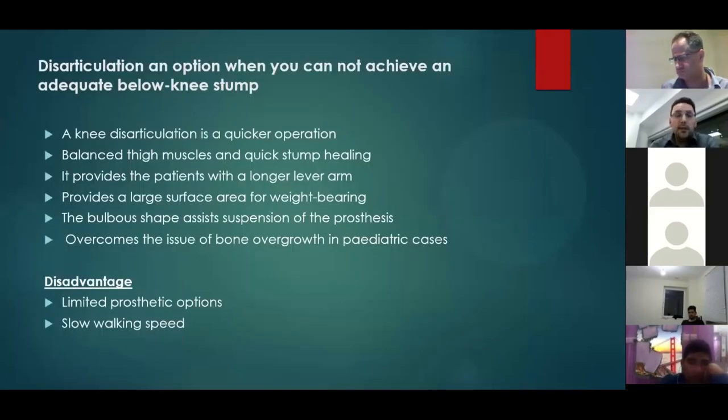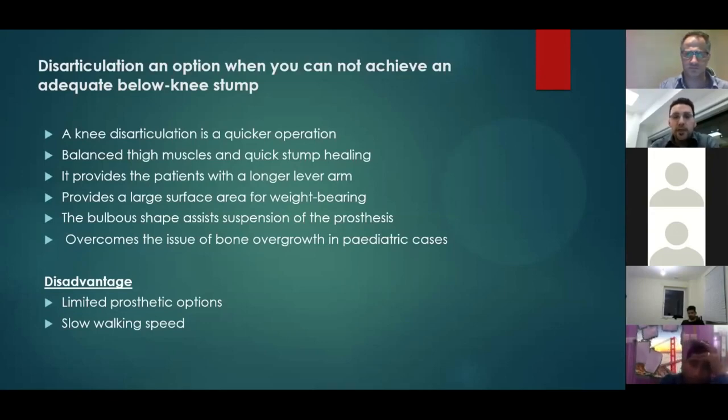There's a technique of disarticulation, which is an option when you cannot achieve an adequate below knee stump. It has advantages and disadvantages. The advantages: it's simple to do. You don't need to cut through the bone or the muscles. Basically, you cut through the ligaments, and it's a quicker technique or option to consider. Also, you don't need to worry too much about balancing the muscles of the thigh.